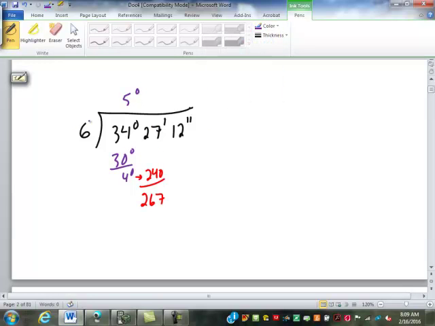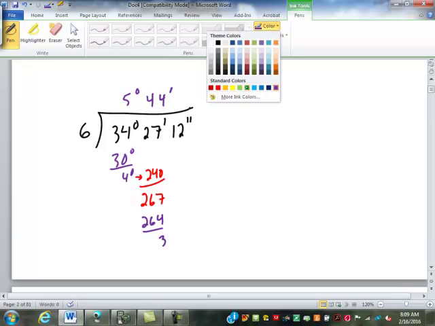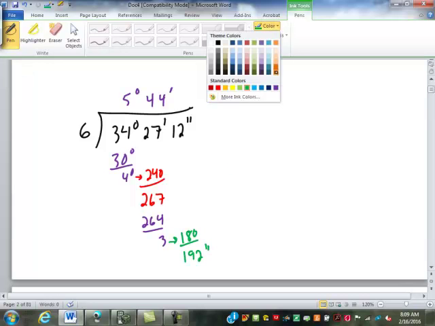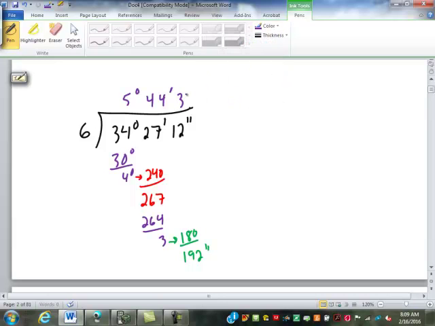Now we're going to divide that by 6, which is 44, which is going to be 264, right? Before we bring down the 3, or before we bring down the 12, turn the 3 into 180. Bring down the 12 is 192. Divided by 6 is 32. Not so bad?